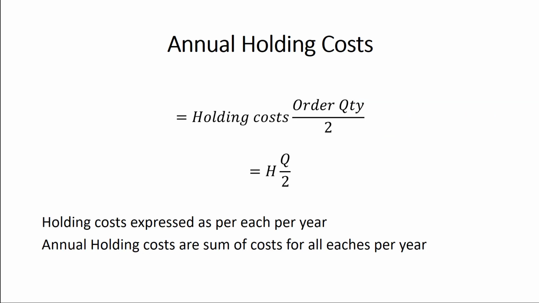All right. Holding cost. Our holding cost uses our order quantity divided by 2, which will give us our average inventory. So holding cost times order quantity divided by 2. And this is always, again, expressed as per each per year. The annual holding costs are the sum of all of the costs for all of the eaches per year.